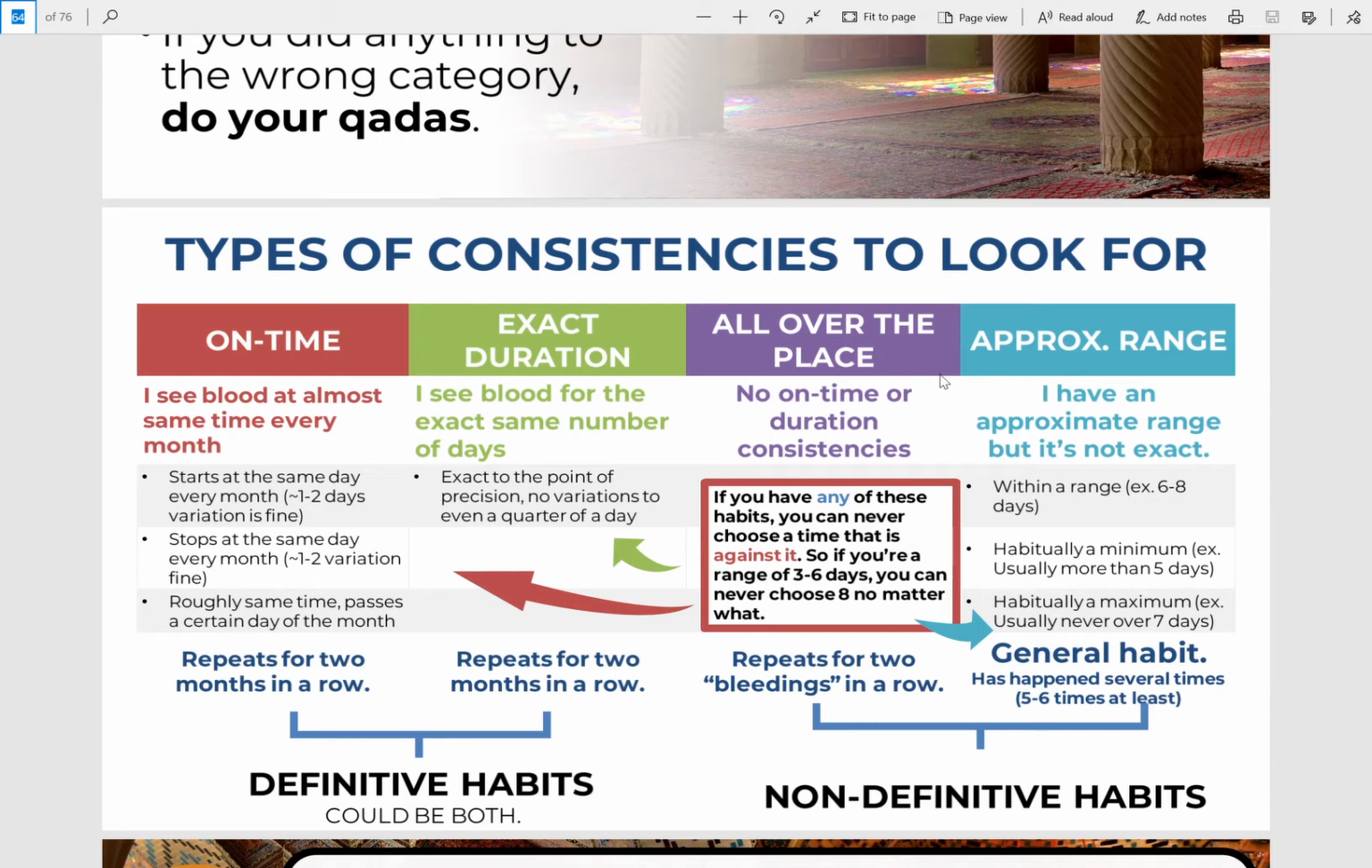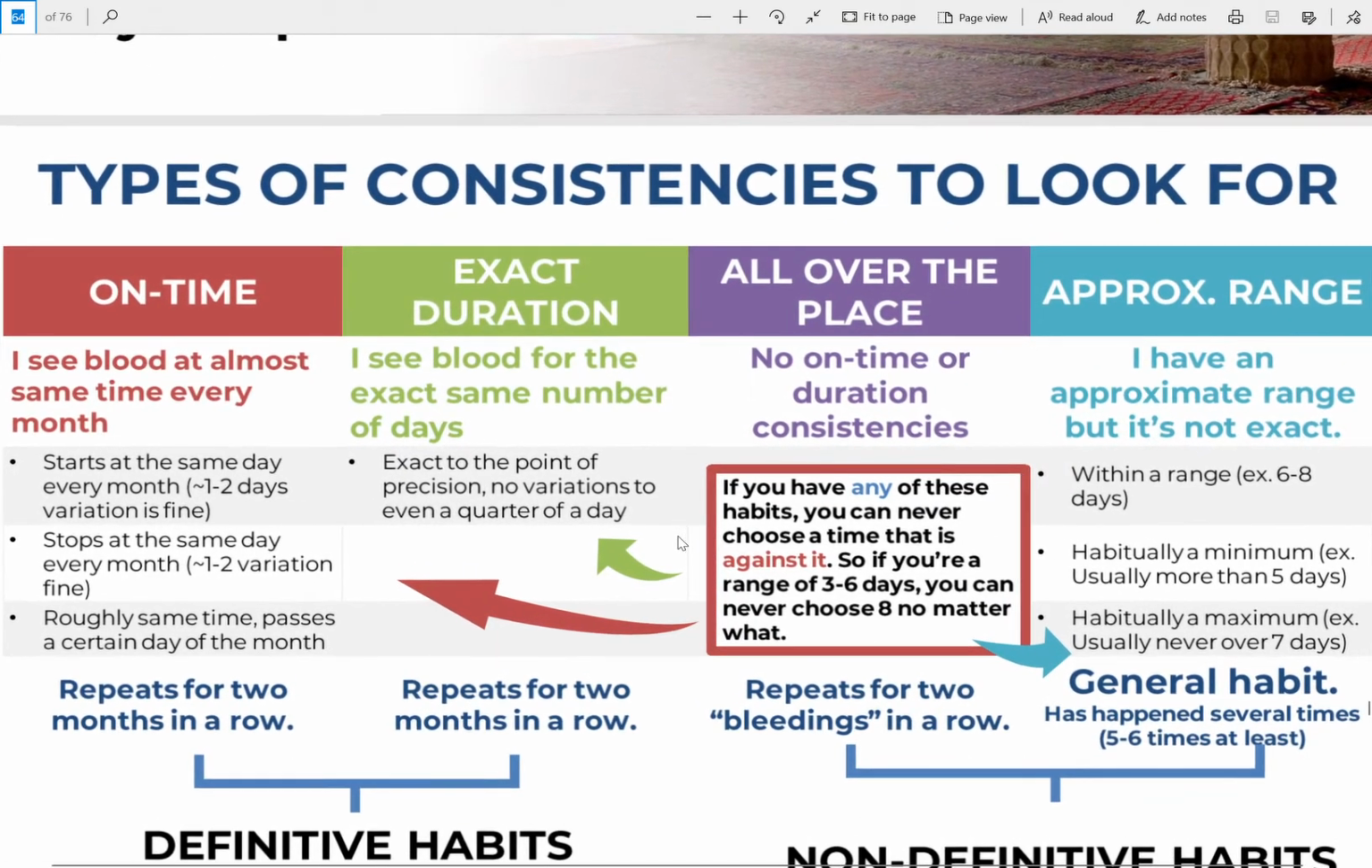Alrighty, so you guys will probably realize that something just switched over. This is a postscript clarification. I realized that something was a little bit unclear, so I just want to step in here and pause and mention a clarification. Now, we're mentioning these types of consistencies to look out for, right?